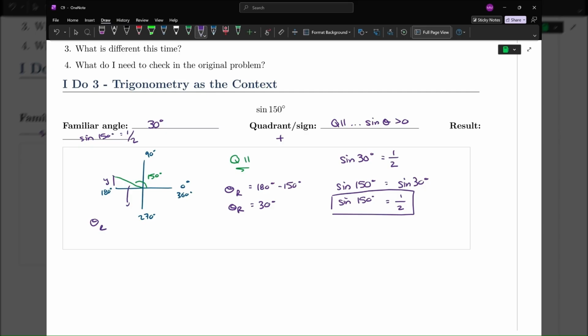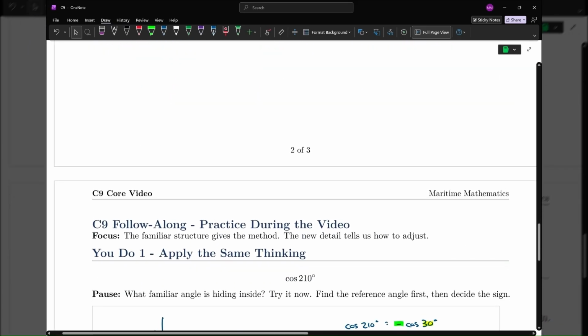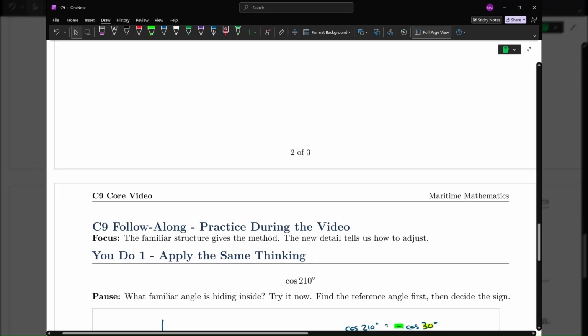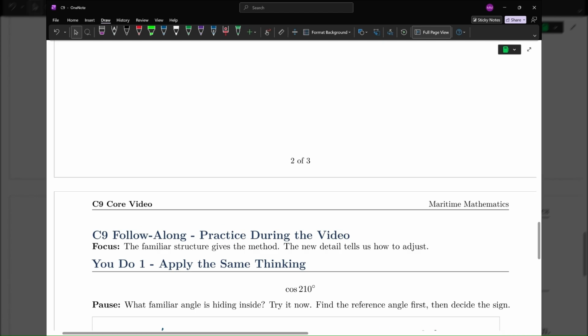So let's move on to a you-do question. So you-do, here we go. I want you to try a familiar question with cos of 210. So cos 210, you're pausing the video here and asking yourselves again, what familiar angle is hiding inside? Try it by first finding the reference angle and then using the quadrant information to decide the sign.